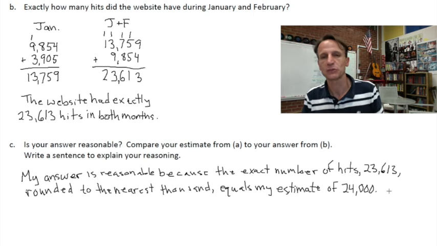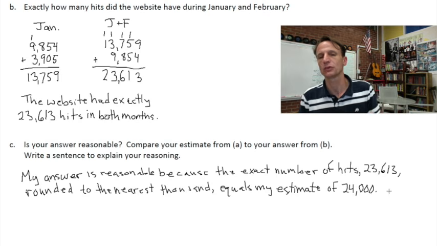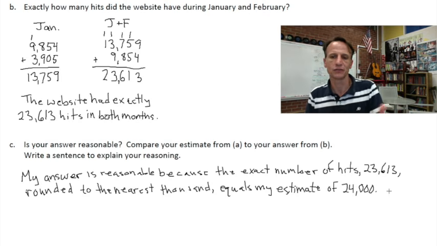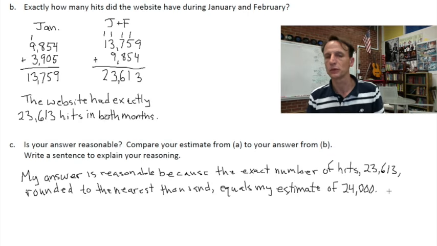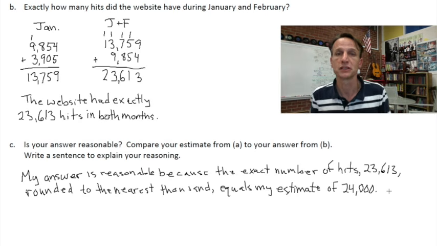Now, your exact answer is not always going to round off exactly to your estimate. If you're in the same range, then you could say my answer is reasonable. So even if in this case, if for whatever reason we had some different numbers and our estimate was 23,000 or 25,000, it is in the ballpark, as they say. It's a reasonable answer. All right, let's flip the page and look at number 2.